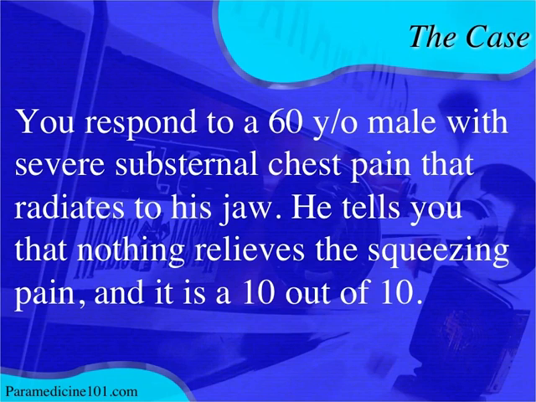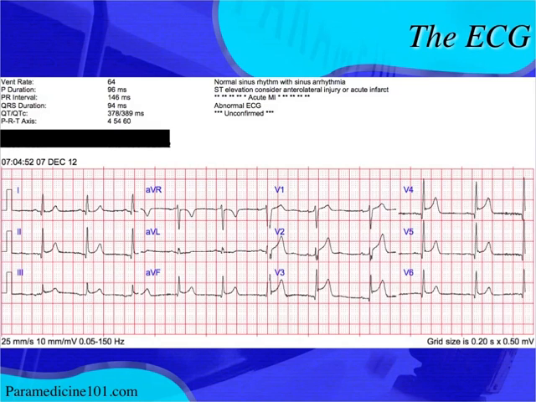All right, so you need to think about this presentation. It's an elderly male. He's definitely within the realm of cardiac disease. He has severe squeezing pain that radiates to his jaw. That's all cardiac-like symptoms. And he tells you it's a 10 out of 10 and nothing makes it any better. So you've got to narrow in on cardiac right now. And one of the things we do is obtain the 12-lead EKG. So here's the 12 lead that goes along with this patient.